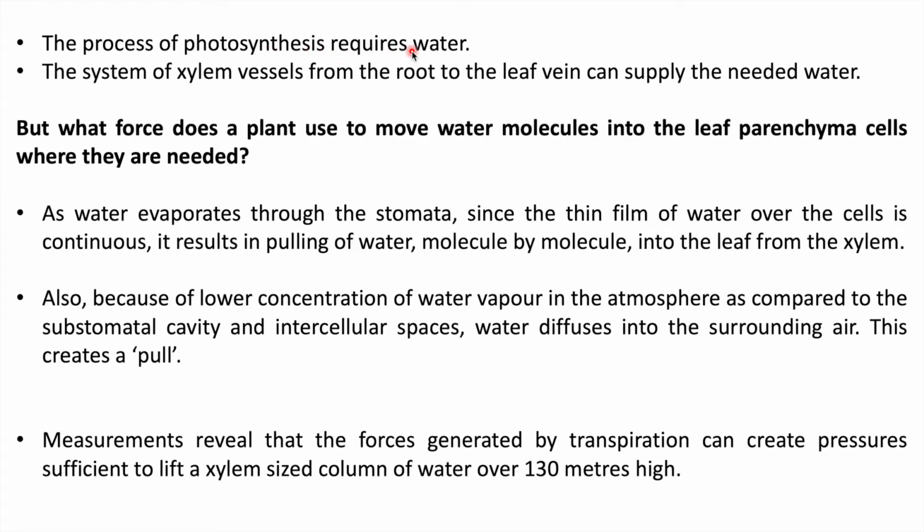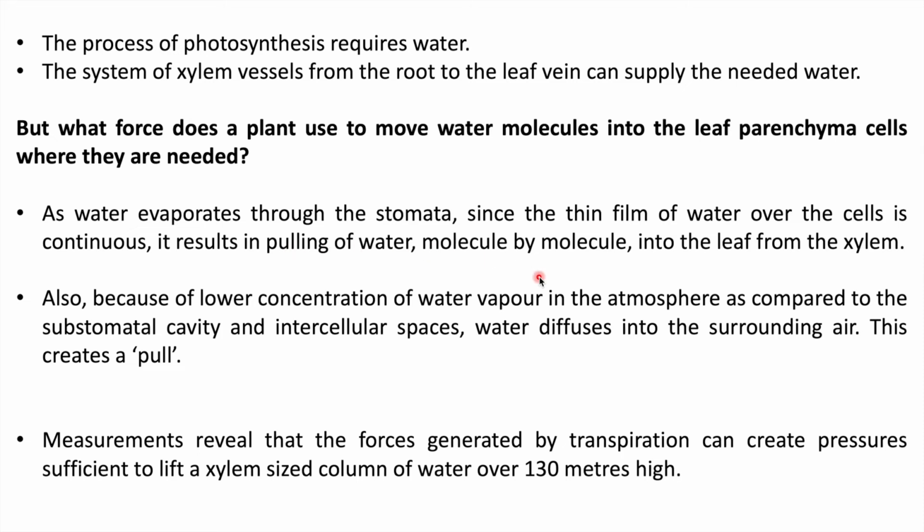The photosynthesis process requires water, and xylem vessels help transport this water from root to leaf. But what kind of force is present in the plant which helps these water molecules move continuously from xylem to leaf? We know that water evaporation occurs through stomata. There is a continuous thin film of water present on the leaf cells. These water molecules pull another water molecule which is present inside the stomata. We already read that water has the property of cohesion and the property of adhesion. These physical properties help in pulling another water molecule through the stomata.